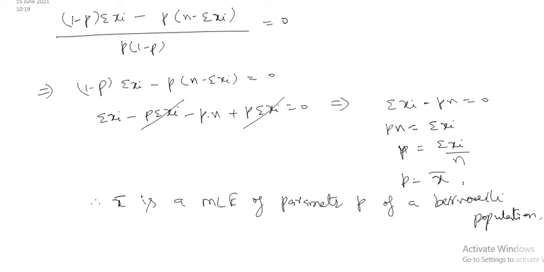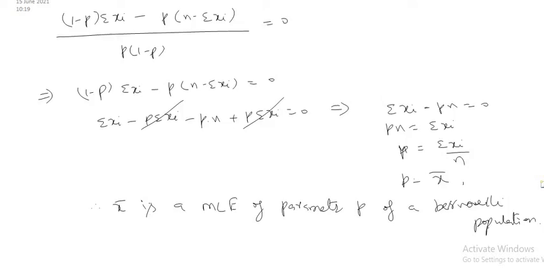Okay, this is about the Bernoulli distribution. Then we will move to another distribution, that is the binomial distribution. Next we move to binomial distribution. Is it clear? Yeah. Next question. Next example.